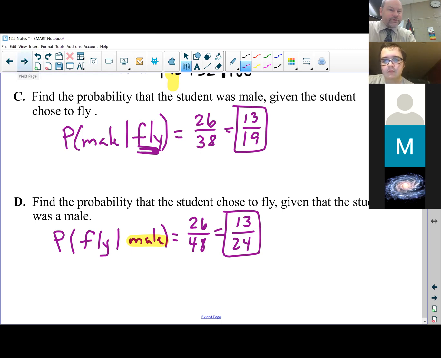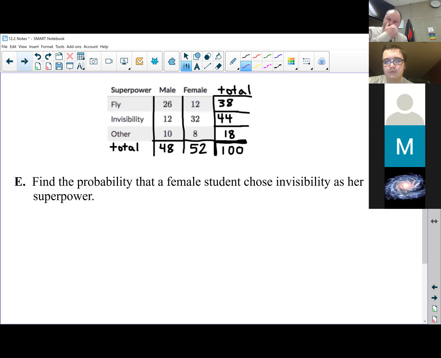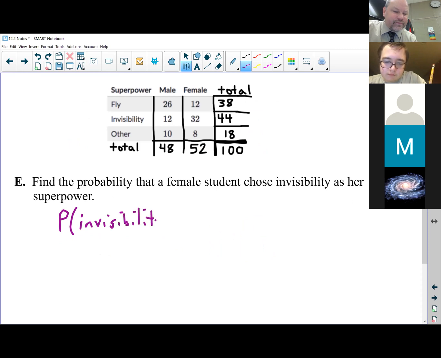One more question with this data. Find the probability that a female student chose invisibility as her superpower. So again, in a conditional probability, this would be invisibility given female.